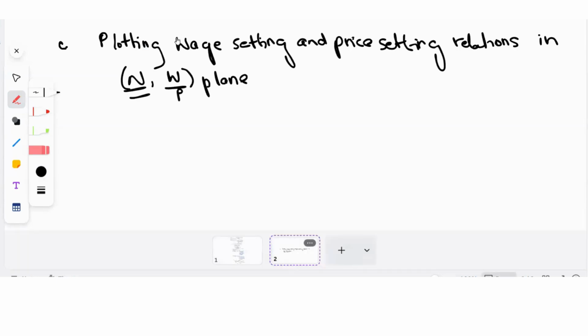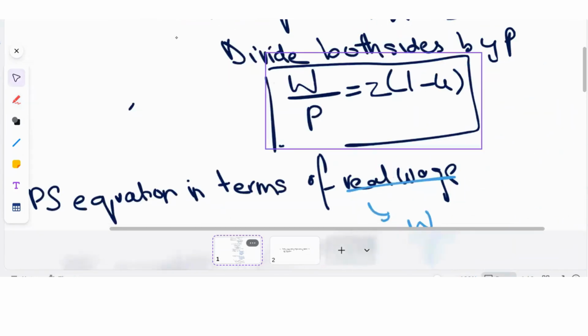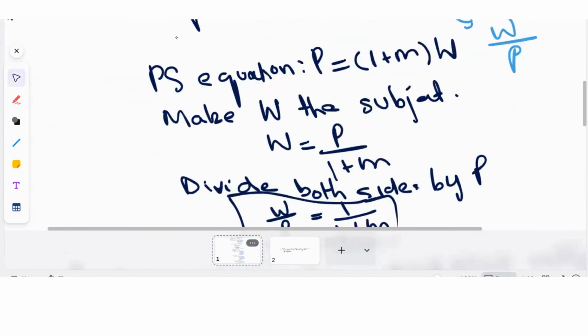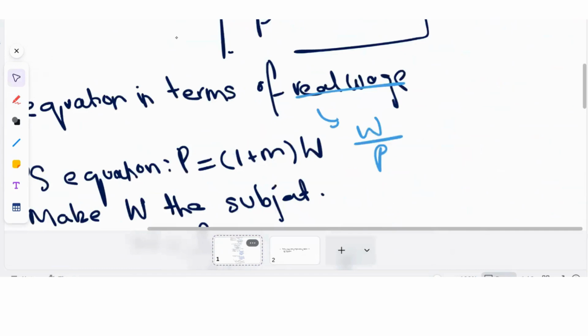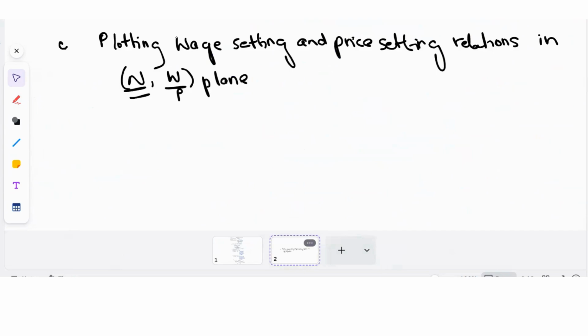But for this, let's go back to the wage setting and price setting relations, which we wrote in terms of the real wage. This was our wage setting equation in terms of the real wage, which had a u here. This was our price setting equation in terms of the real wage, which does not depend upon u, but in our wage setting equation, we did have a u. But now instead of u on the horizontal axis, we want to plot N on the horizontal axis.